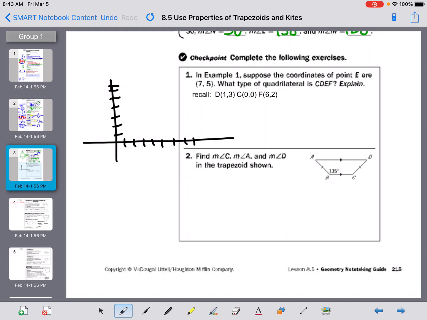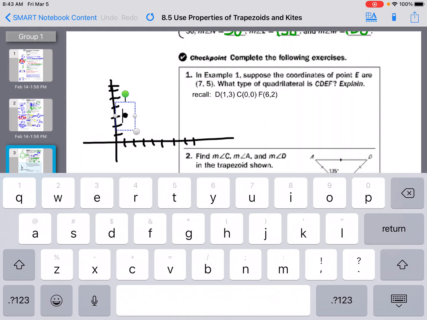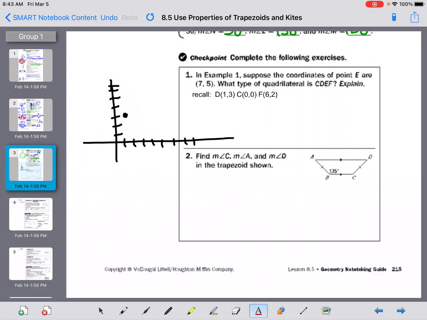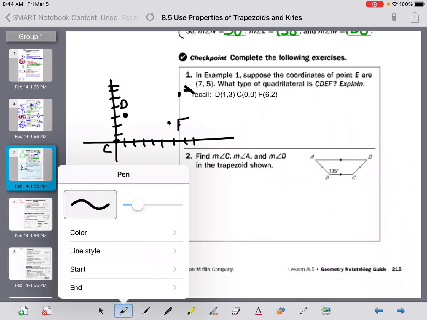Okay, D is at 1, 3 this time. C is at 0, 0. F is at 6, 2. And this is from the last drawing. They were there. Now they want me to move point E, which in the last one was at 4, 4, but this time they want me to move it to 7, 5. I think I'm about right there. Wow, hitting everything wrong today.